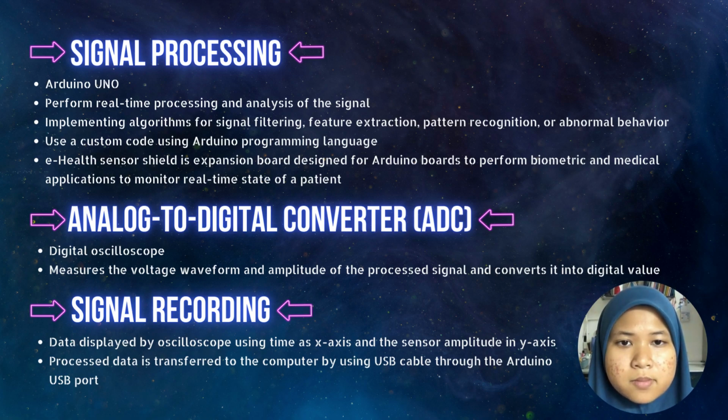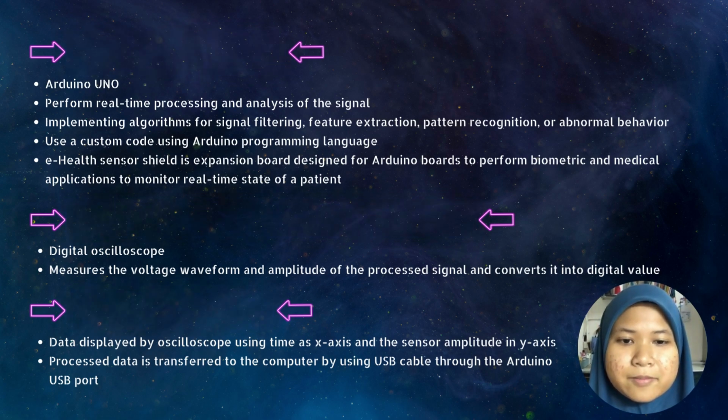After that, an ADC element contained in a digital oscilloscope is used to measure the voltage waveform and amplitude of the processed signal and convert it into digital values. The converted data is then displayed with time on the x-axis and amplitude on the y-axis. The processed data is transferred to the computer by using a USB cable through the Arduino USB port. Let's move on to the next part.